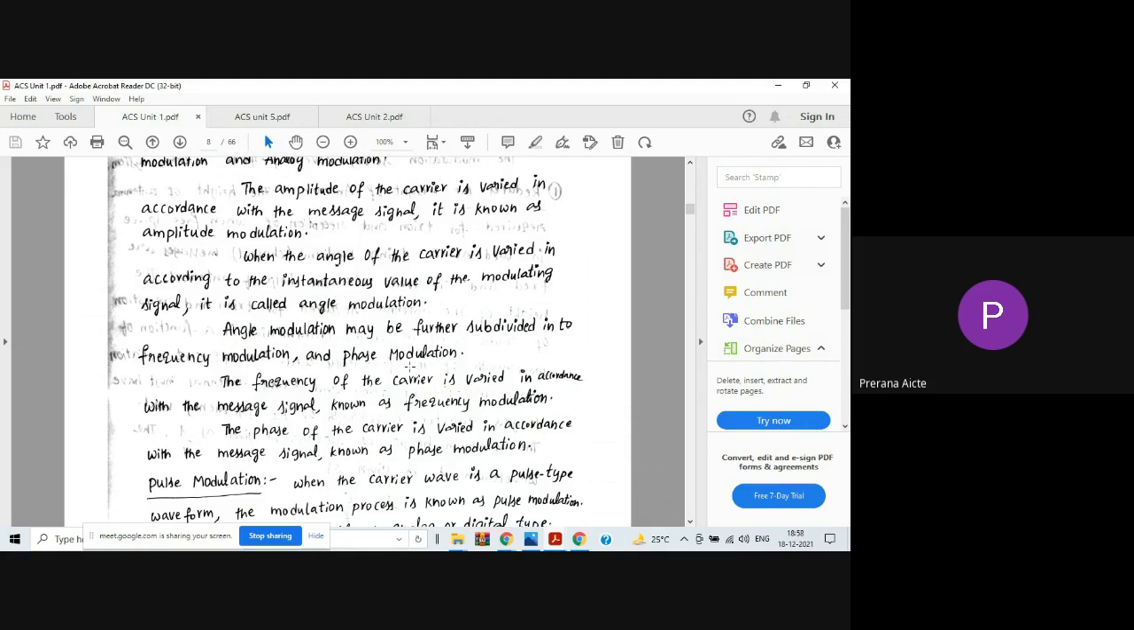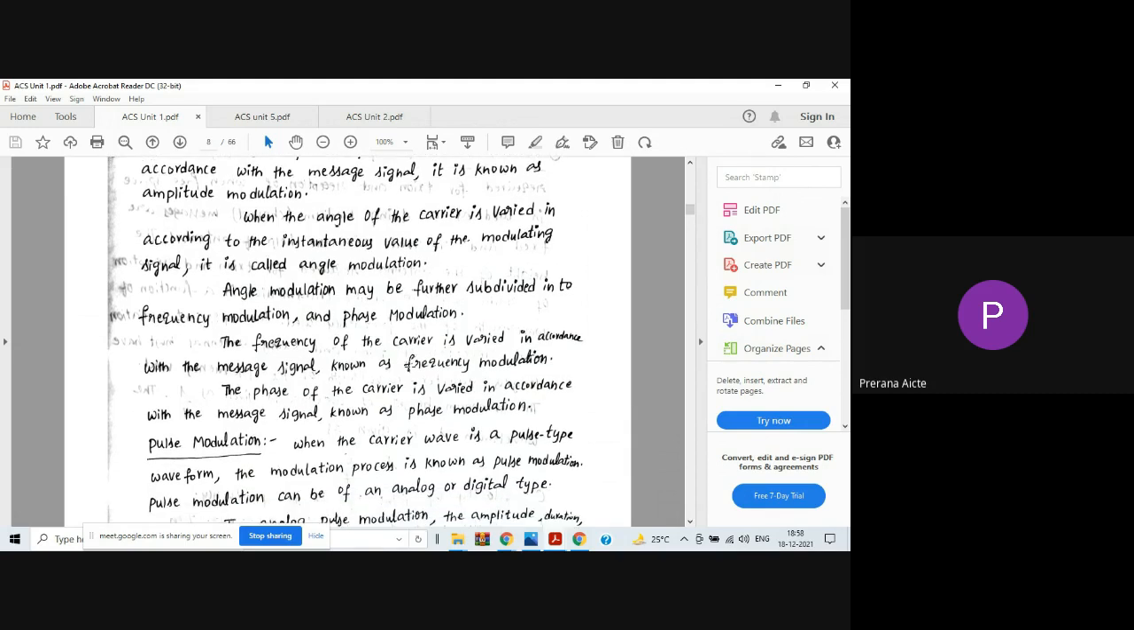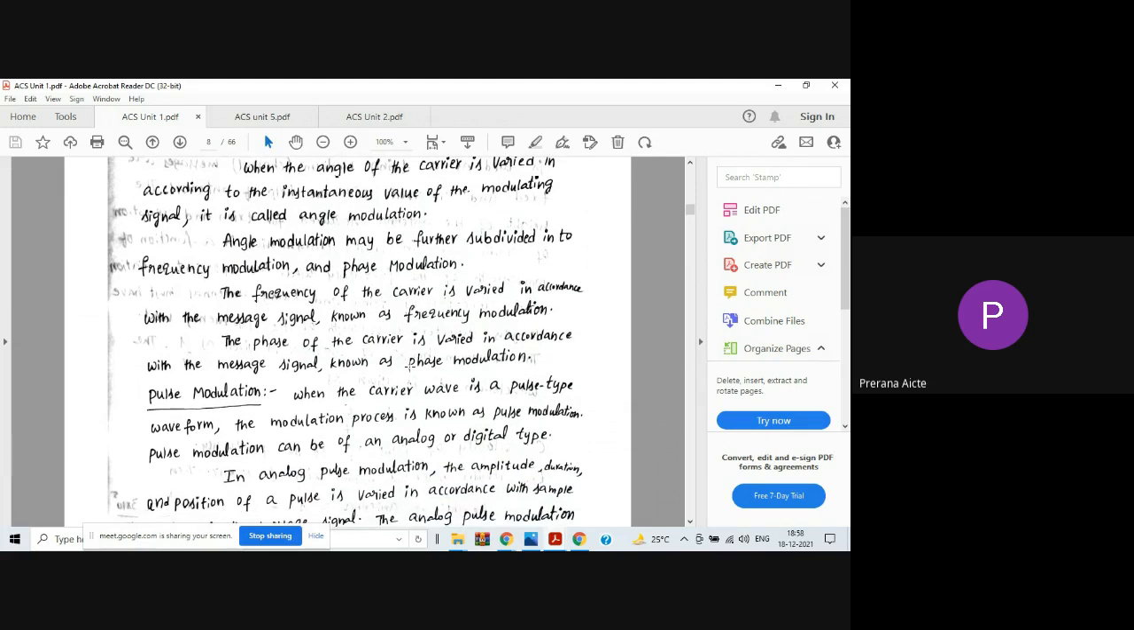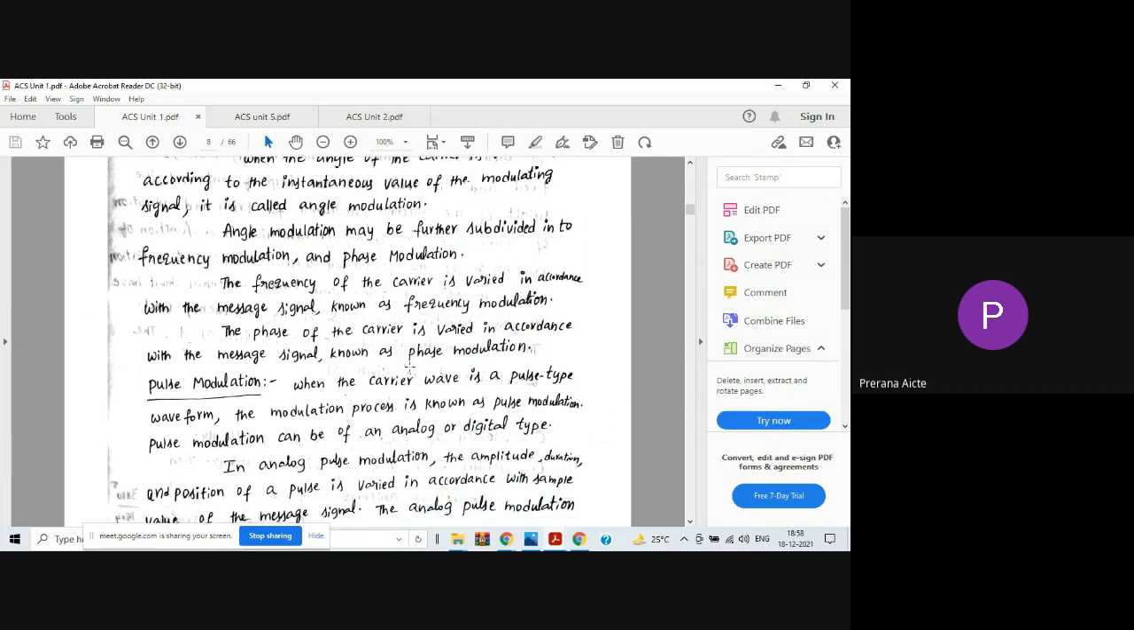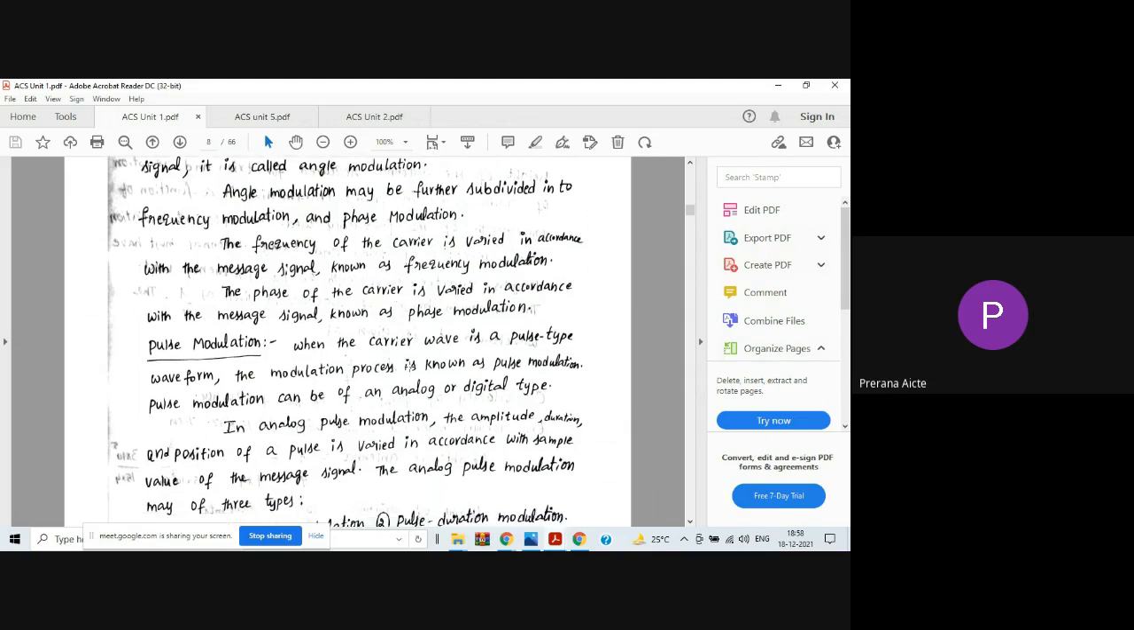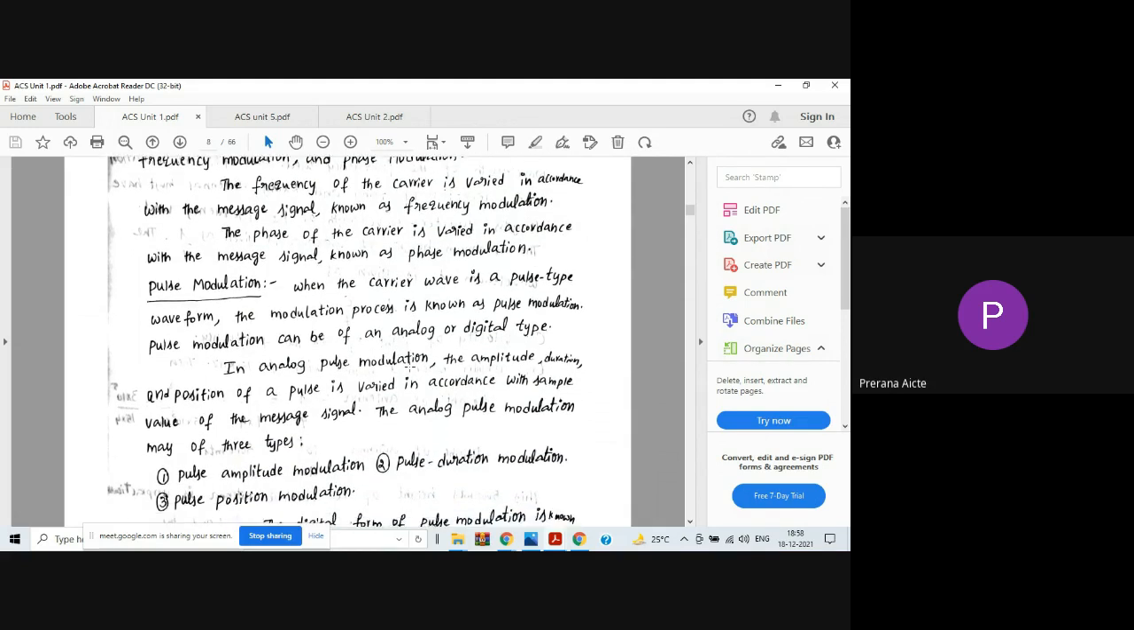Angle modulation is mainly classified into two types. What are those? Frequency modulation and phase modulation. What is meant by frequency modulation? The frequency of the carrier signal is varied in accordance with the message signal. And what is phase modulation? Similarly, we said earlier amplitude as well as frequency. The phase of the carrier signal is varied in accordance with the message signal, and we call that phase modulation.